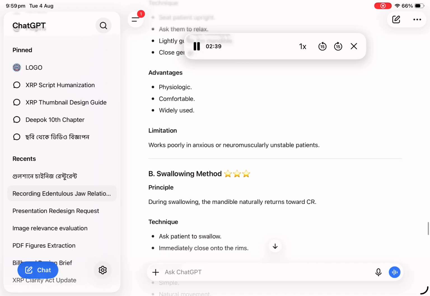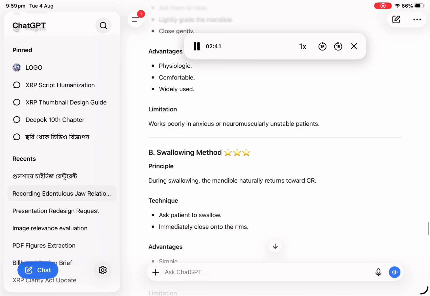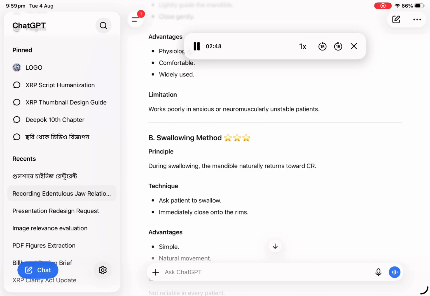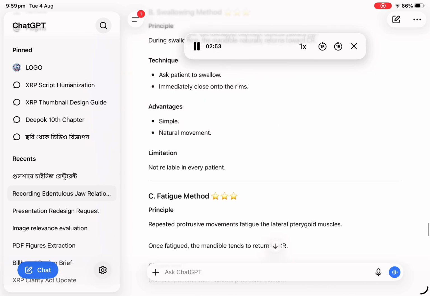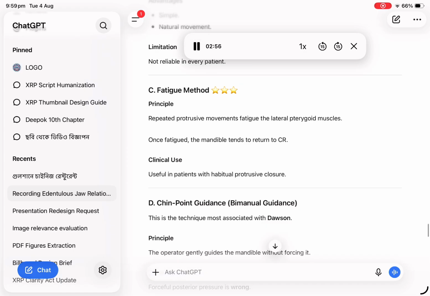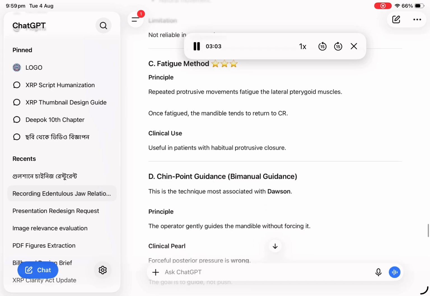B. Swallowing method. Principle: during swallowing, the mandible naturally returns towards CR. Technique: ask the patient to swallow, then immediately close onto the rims. Advantages: simple, natural movement. Limitation: not reliable in every patient. C. Fatigue method. Principle: repeated protrusive movements fatigue the lateral pterygoid muscles. Once fatigued, the mandible tends to return to CR. Clinical use: useful in patients with habitual protrusive closure.